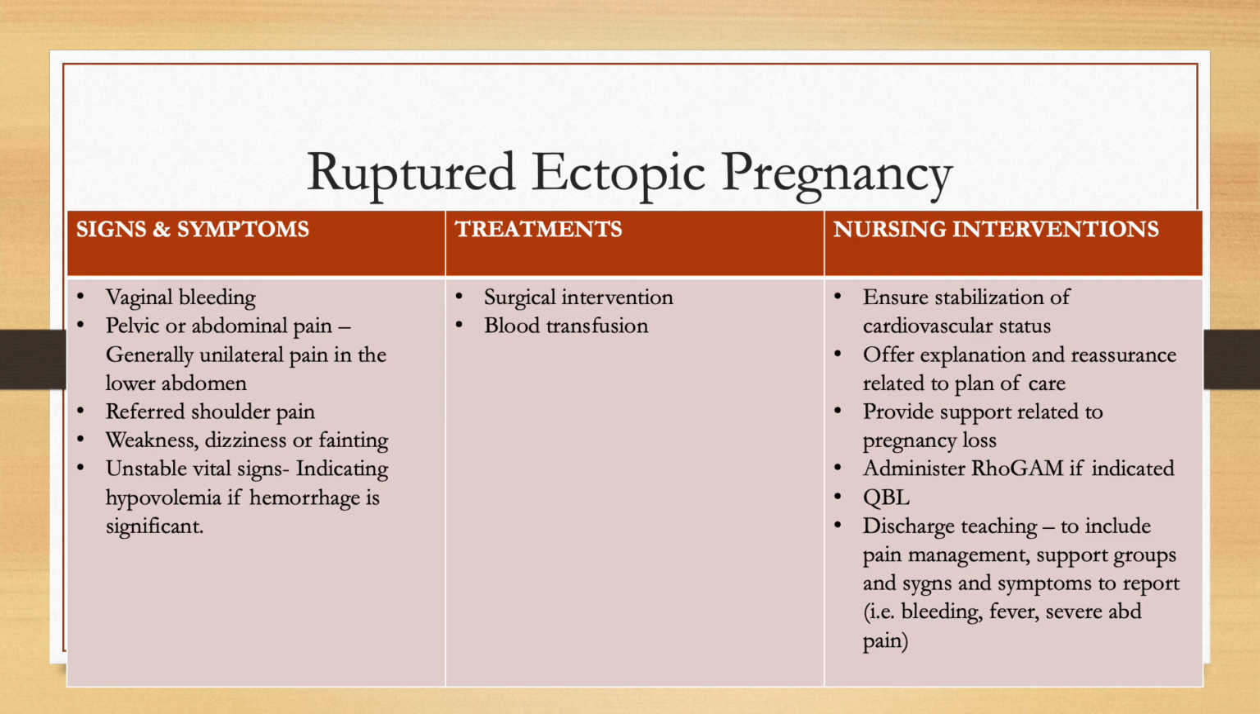They can also have referred shoulder pain. Okay, this occurs when the blood from the ruptured ectopic starts to pool in the pelvic cavity and it compresses the phrenic nerve and it causes referred shoulder pain.